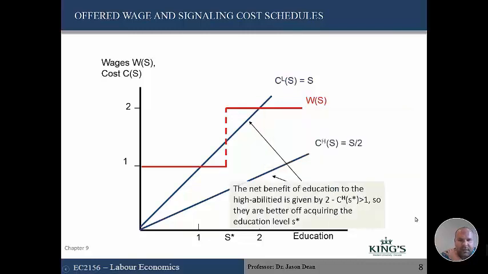so we have different examples for you to study from. Okay, and here for high ability workers, we get that they're better off acquiring education level S star because the 2 minus the much lower costs at this level, which is here, is better for them. Okay, so this is just another example for your notes.